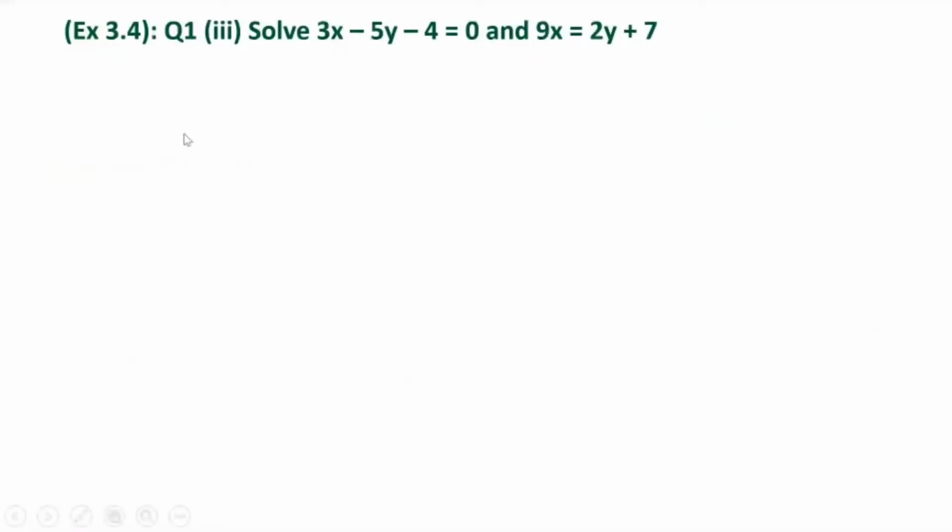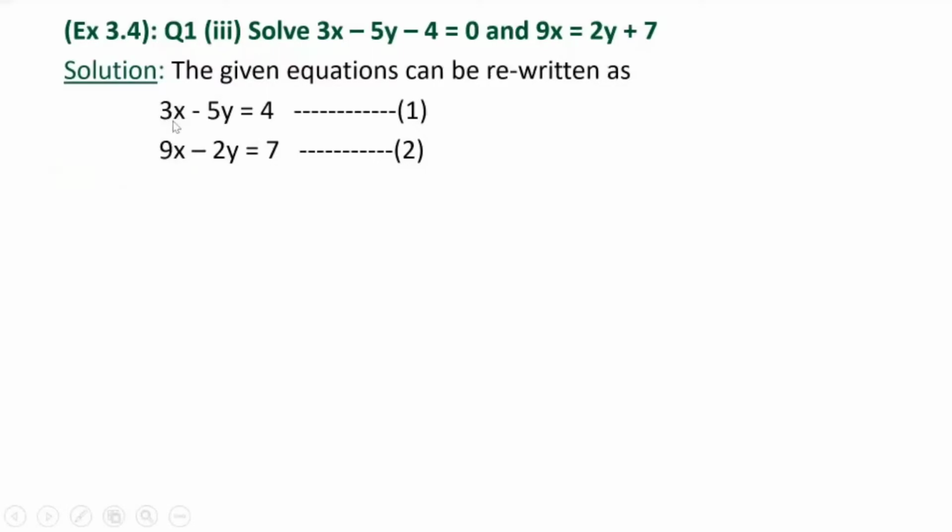I am trying to solve the first question, third part of exercise 3.4. I have two equations given to me, 3x minus 5y minus 4 equal to 0 and 9x equal to 2y plus 7. I'll just rearrange both the equations and write them in the form ax plus by equal to c. So this changes to 3x minus 5y equal to 4, and this one changes to 9x minus 2y equal to 7.